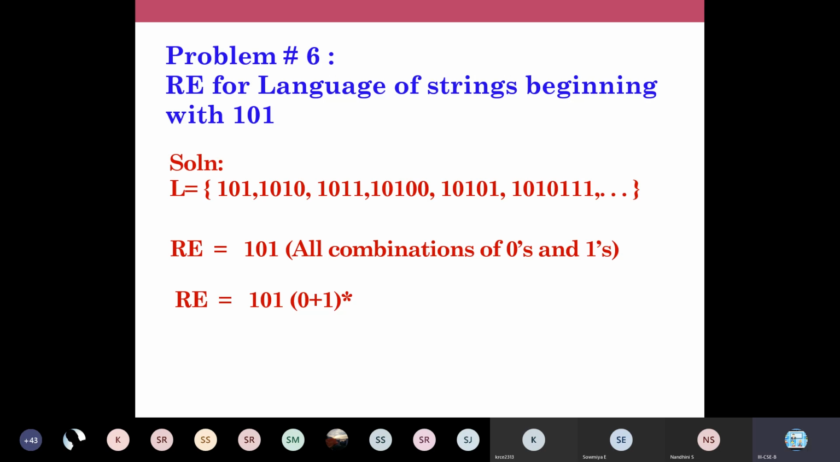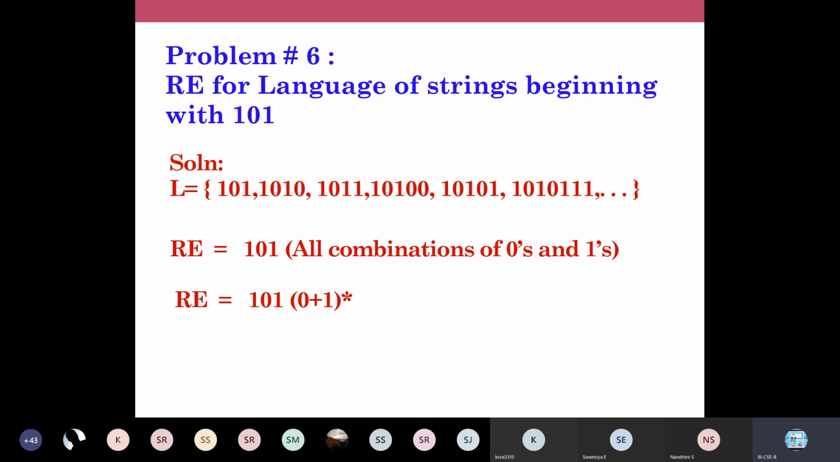So there is no relaxation here. I must have a 1, then 0, then 1. Then only all combination of zeros and ones. So write the regular expression for that. 1, 0, 1 followed by all combination of zeros and ones. Regular expression for all combination of zeros and ones. So you can cross check your answer here.